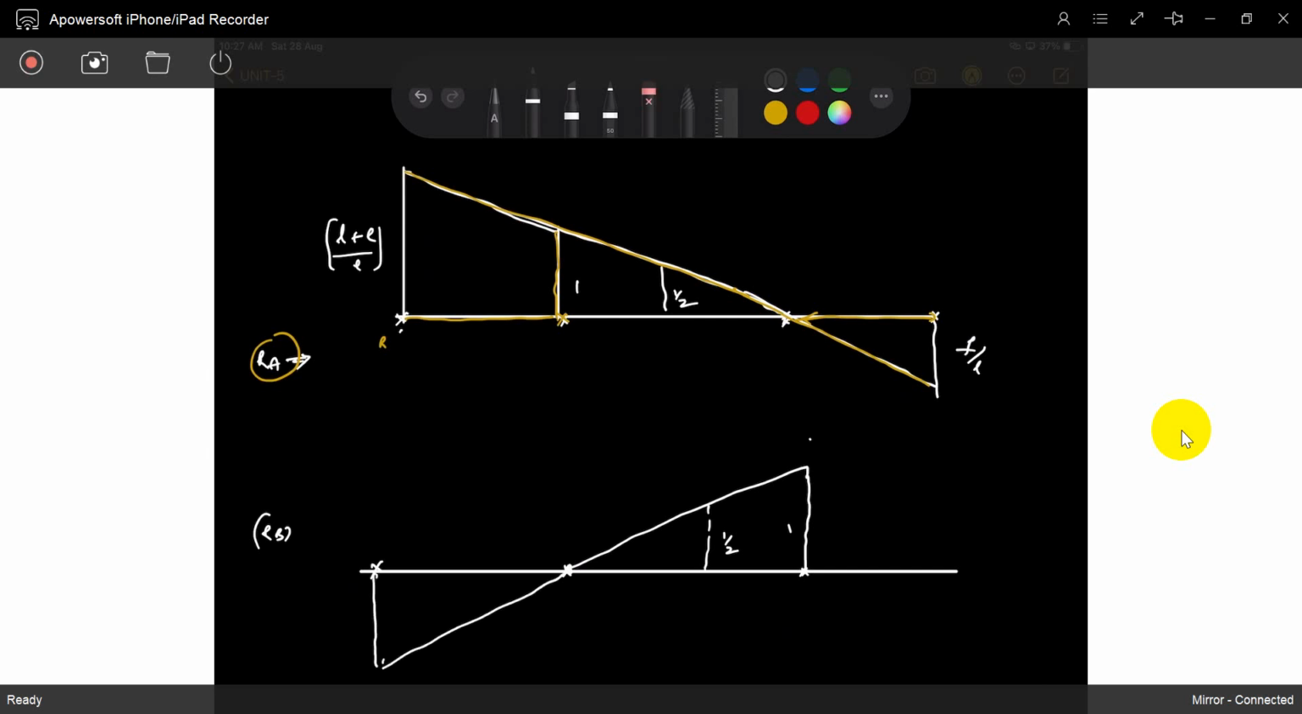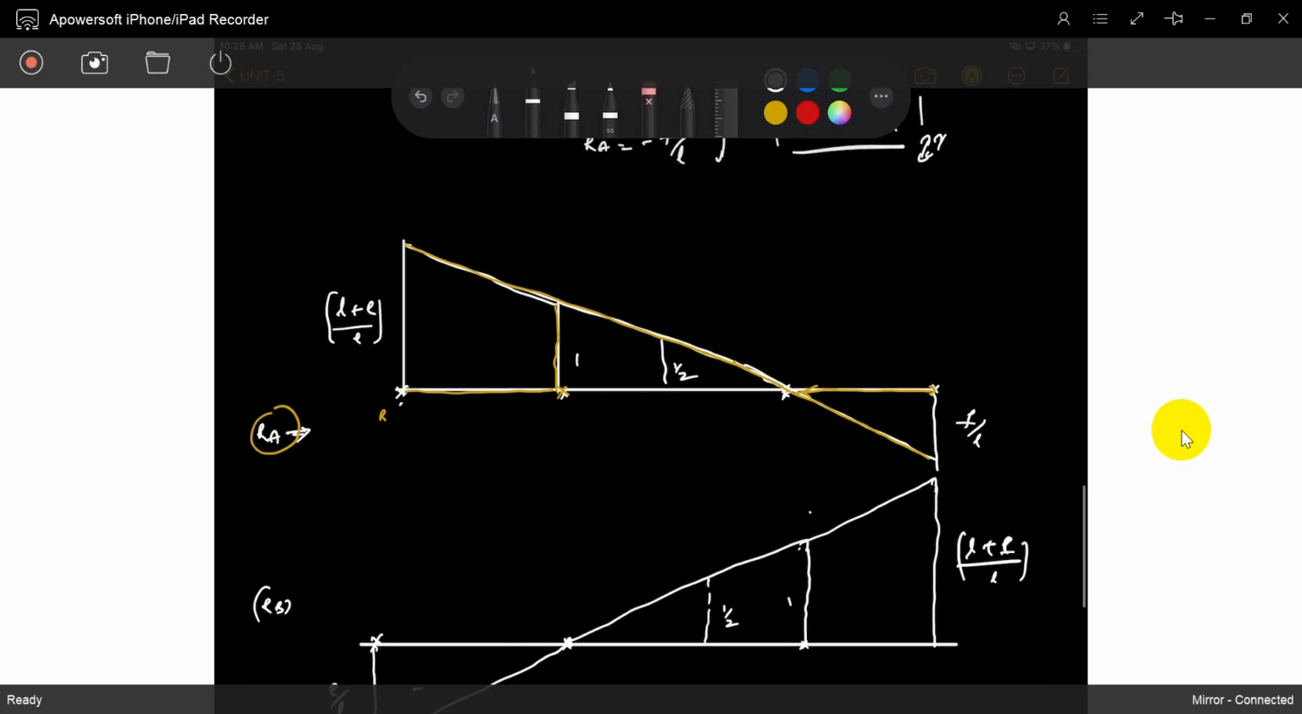It will come like this. RB is E by L. This is negative. Same here, it will come as L plus F by L. Check it. Understood? That's the position. That's exactly the overhanging beams.